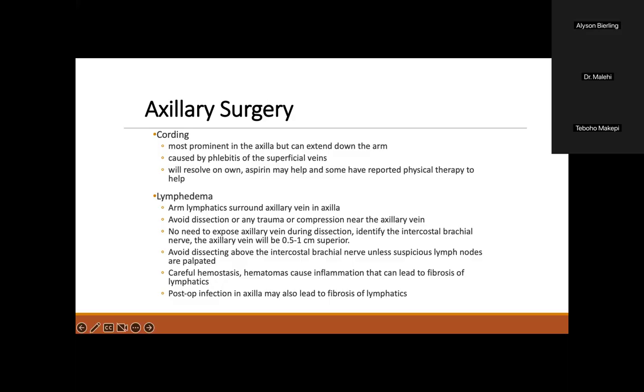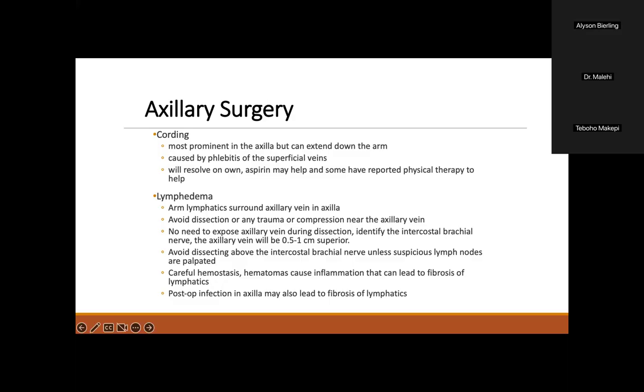There's no need to identify the axillary vein as long as you identify the intercostobrachial nerve, because that nerve will always be 0.5 centimeter to 1 centimeter below the axillary vein. You know it's there, so there's no need to disrupt those lymphatics to show it. Go to the intercostobrachial nerve, then go straight, then dissect everything inferior to that.